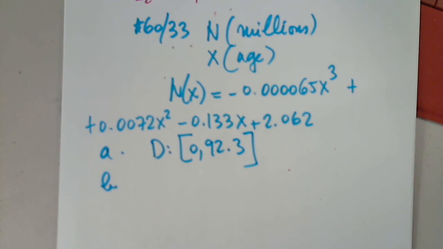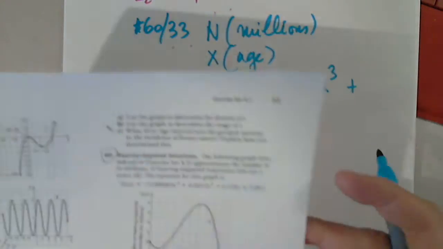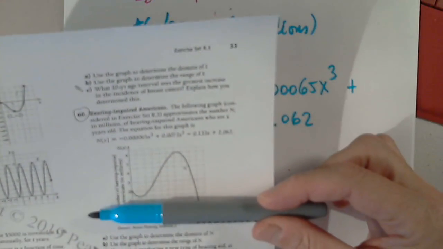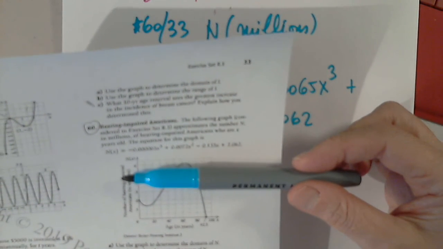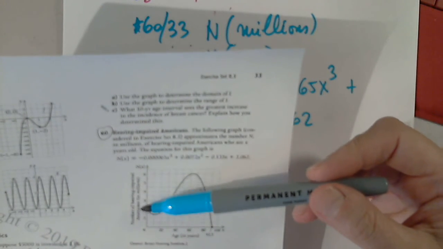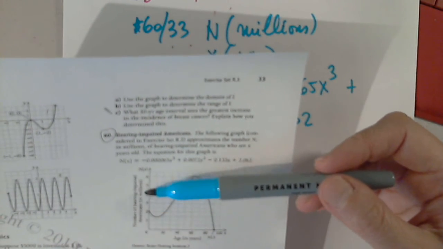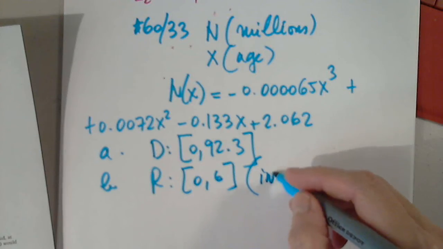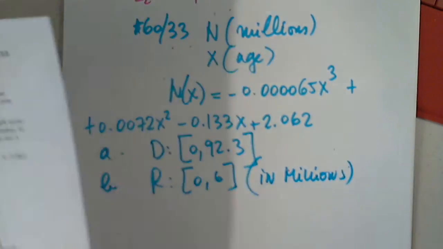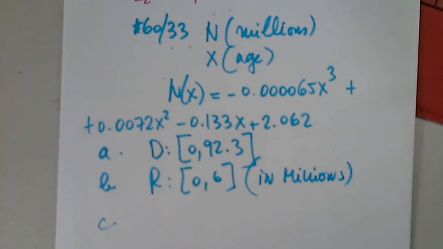In part B, they want us to use the graph to determine the range. So here's the range from the lowest y value, which is obviously 0, going up to 6 in millions. Number of hearing impaired Americans in millions, 6. So from 0 to 6, and I'll put in parentheses, in millions. Part C. If you were marketing a new type of hearing aid, at what age group, expressed as a 10-year interval, would you target advertisements, and why?